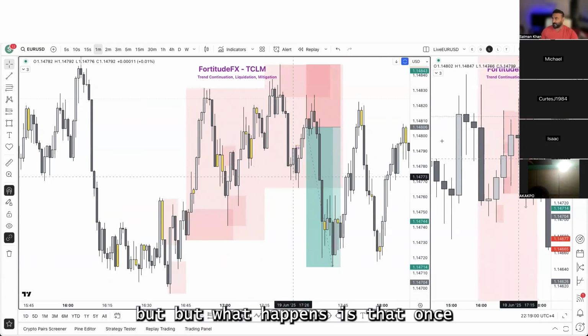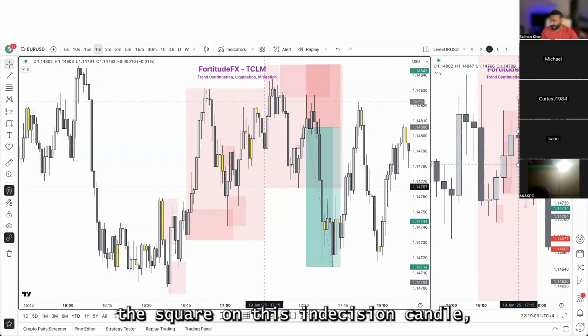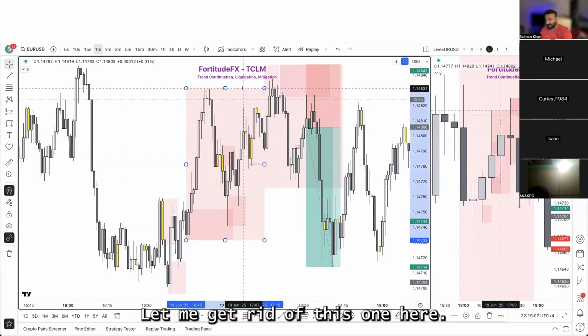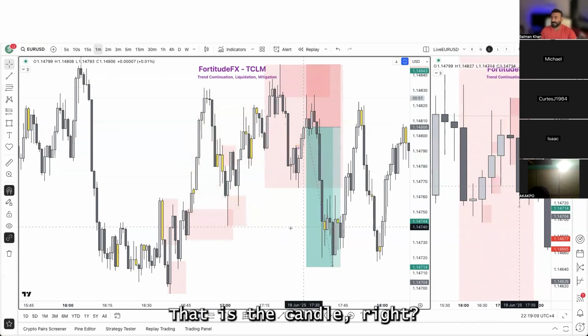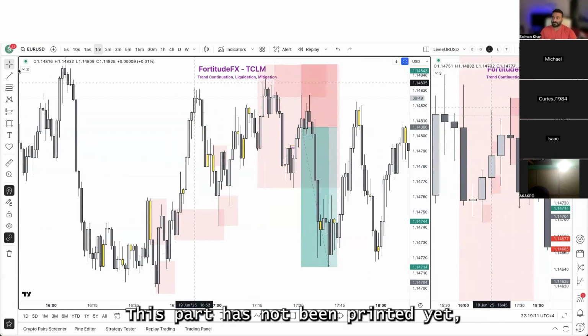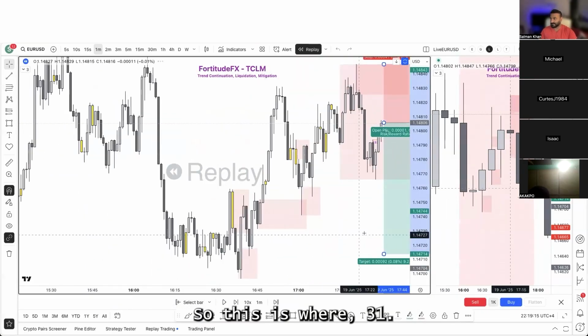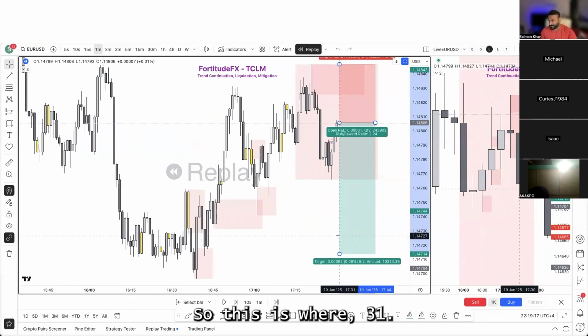that once I put this square on this indecision candle, which is this. Let me get rid of this one here. That is the candle, right? This part has not been printed yet. So let me replay and cut this out. So this is where 31. So this is the first print that I'm doing here, right?